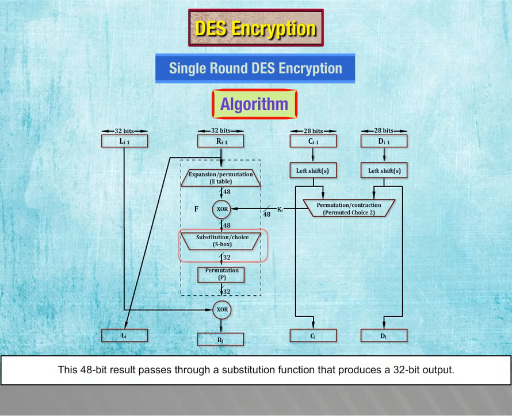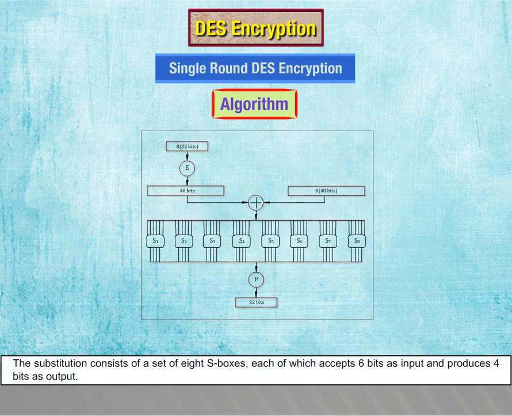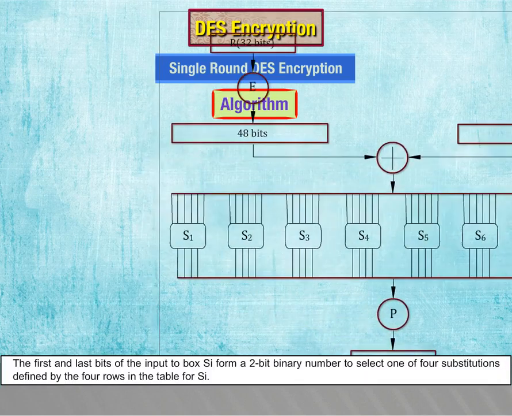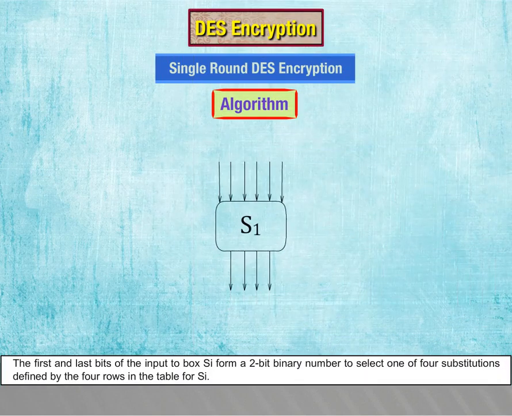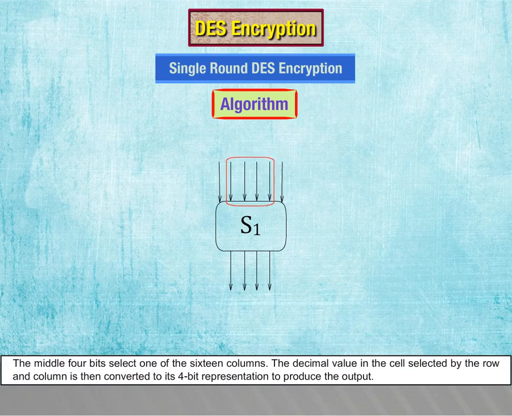This 48-bit result passes through a substitution function that produces a 32-bit output. The substitution consists of a set of 8 S boxes, each of which accepts 6 bits as input and produces 4 bits as output. The first and last bits of the input to box Si form a 2-bit binary number to select one of 4 substitutions defined by the 4 rows in the table for Si. The middle 4 bits select one of the 16 columns. The decimal value in the cell selected by the row and column is then converted to its 4-bit representation to produce the output.